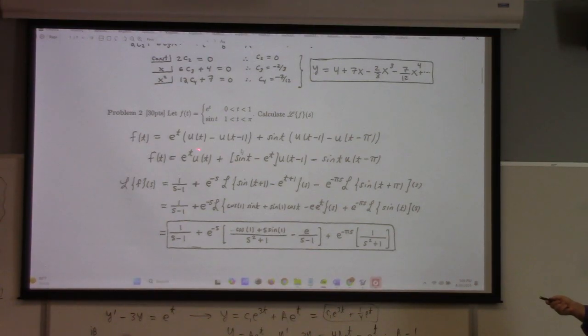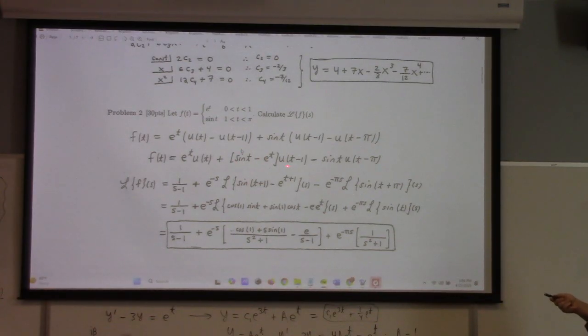E to the t times u of t, you can just ignore the u of t, it doesn't matter. That gives you 1 over s minus 1. This piece here, we have u of t minus 1. That gives me e to the minus s. Then I have to take the Laplace transform of the function multiplying it.